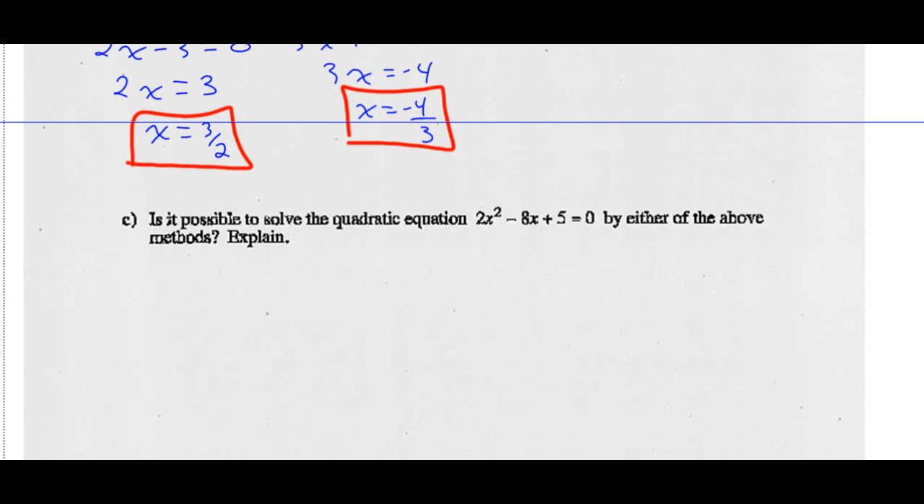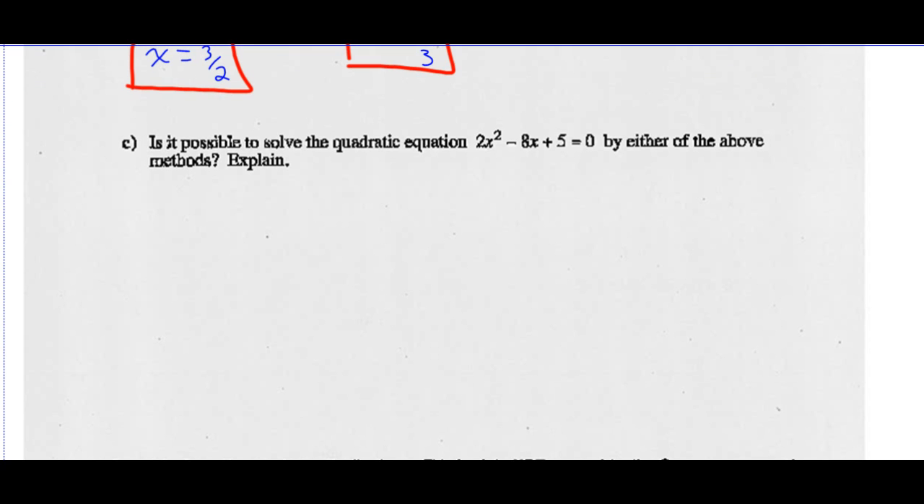Is it possible to solve the quadratic equation by either of the above methods? Explain. So what we'd have to do is solve this equation by factoring. We would ask ourselves, what two numbers have a sum of negative 8 and a product of 2 times 5, which is 10? If I list all things that multiply to 10: 1 times 10, 2 times 5. Those are the only things that multiply to 10.